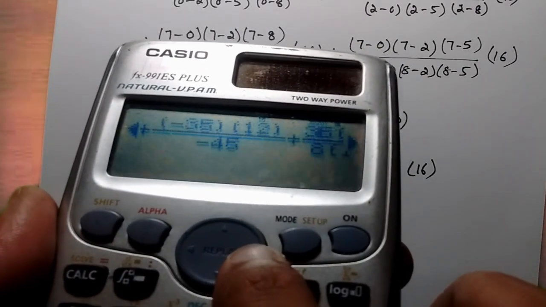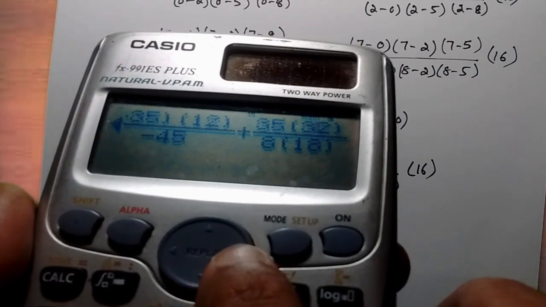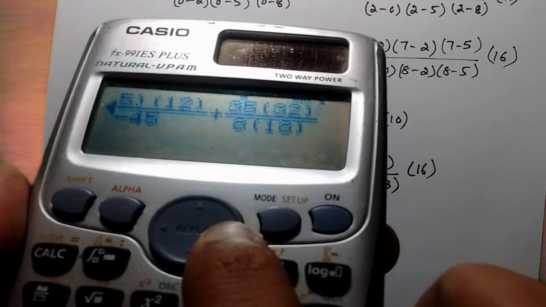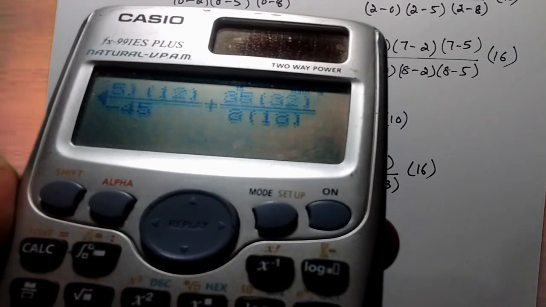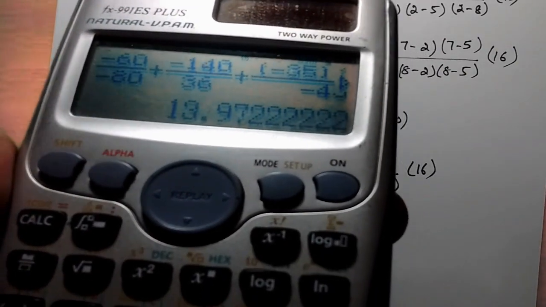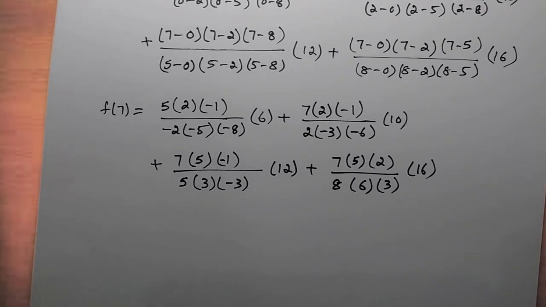The next term also multiplied, 35 times I have got 32, divided by 8 times 16 that I have multiplied. So just press the equals sign and see what solution you will be getting. You will be getting the solution as 13.9722. You can approximate and write down the solution.